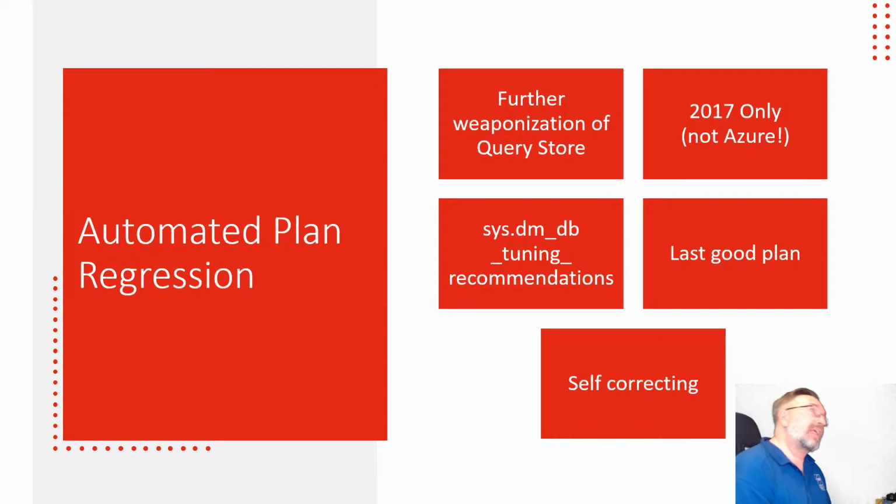Now, in 2017 and above, 2017 and 2019, and only in 2017, not in Azure, funny enough, there is this thing called automated plan regression. Now, I'm going to demo that here shortly. Automated plan regression is amazing. I love it to death. This is another one that just gets me so excited. It's an additional weaponization of Query Store. And I know what you mean when you ask what I mean by weaponization? I mean that they're taking the knowledge in Query Store and using it to change the behaviors of SQL Server.